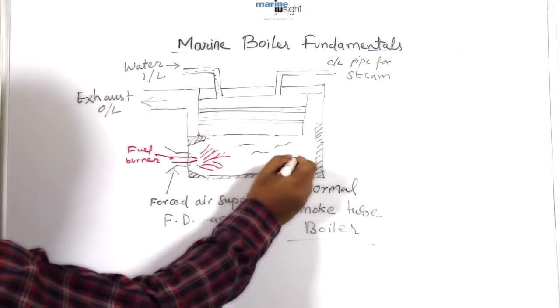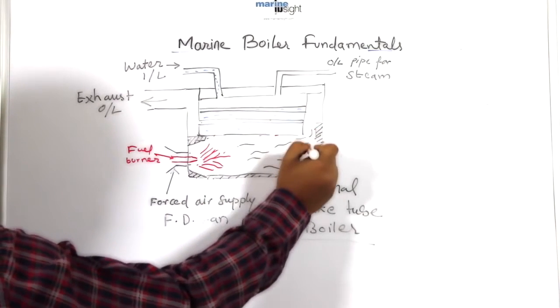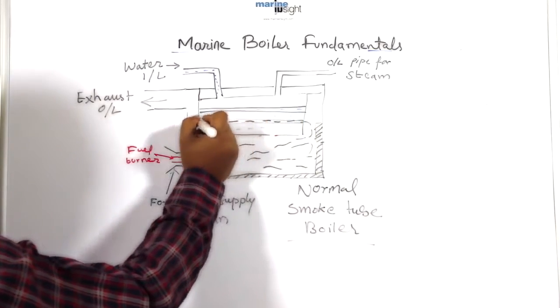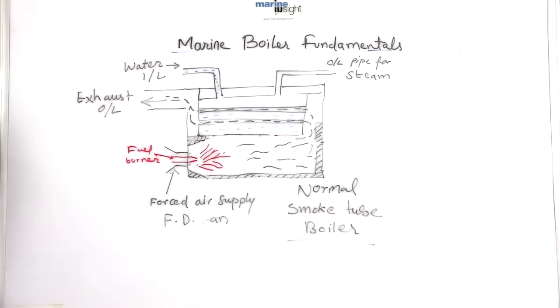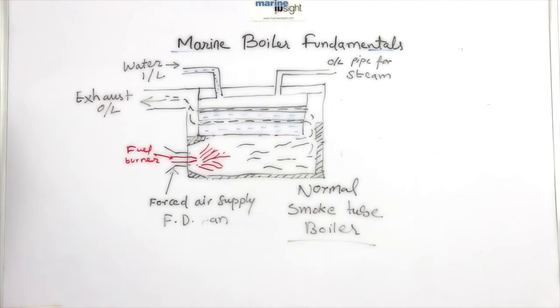The burner flame also produces hot combustion gases which travel inside the furnace and pass through the smoke tube. These hot gases heat up the boundary of the smoke tube and then the surrounding water by the process of conduction. These are the basic fundamentals on the basis of which a marine boiler is designed and operated.